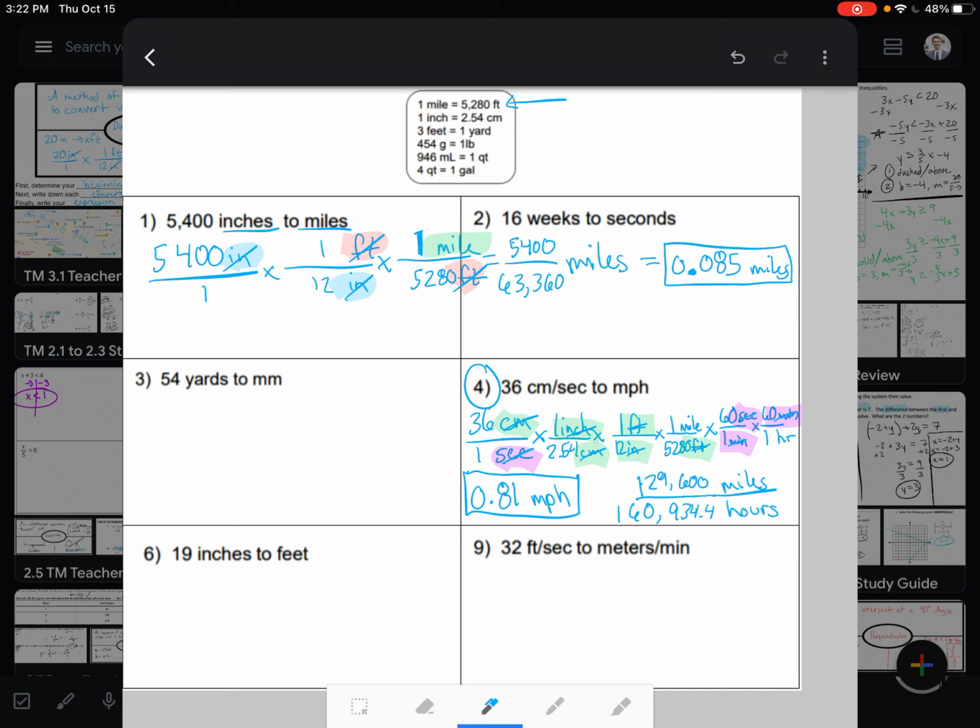So number 4 is definitely on the more challenging side of things that we're going to see, but the process is the same. We're basically trying to get one of the same unit on the top and the bottom to cancel, and we want to be left with the units that we're looking for. So something like miles per hour, for example.